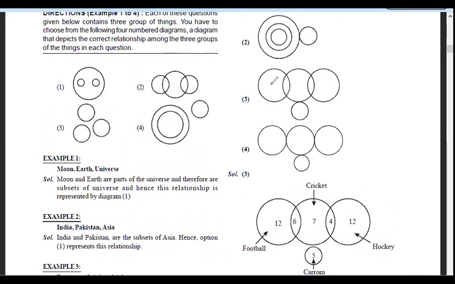Number of students who play football was 12, including 6 who play cricket. And number of students who play hockey was 12, including 7 who play cricket. And carom: those who play carom do not play any outdoor games, so this is a disjoint set. Carom is excluded. I hope all of you are getting the concept of Venn diagram and sets now.